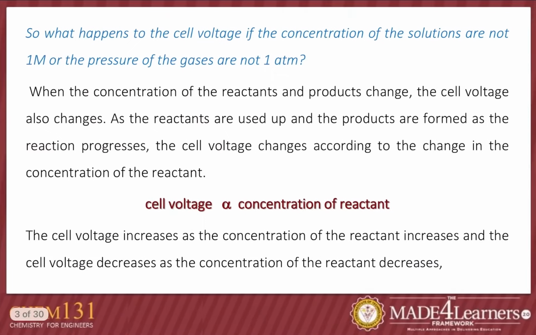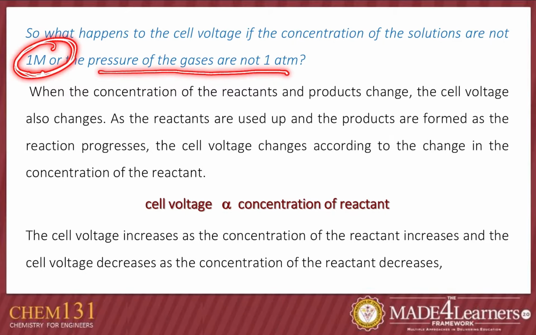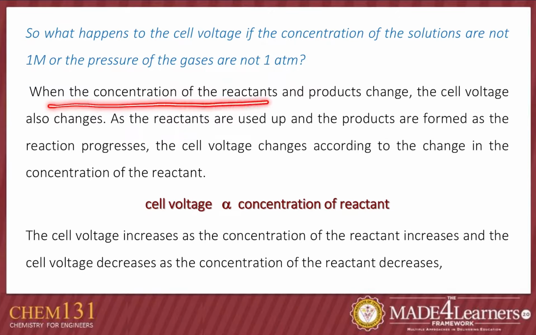Now, the question is, what will happen to the cell voltage if the concentration of the solutions are not 1 molar or the pressure of the gases are not 1 atmosphere? So, unsay mahitabo sa cell voltage kung dili na 1 molar ang concentration sa aqueous solution, kung dili na 1 atmosphere ang pressure sa gas? Okay, so when the concentration of the reactants and products change, the cell voltage also changes. So, of course, ma-affected sa ang cell voltage.